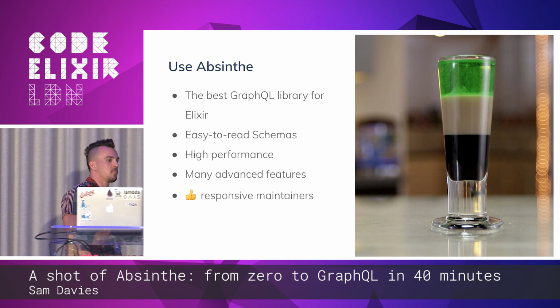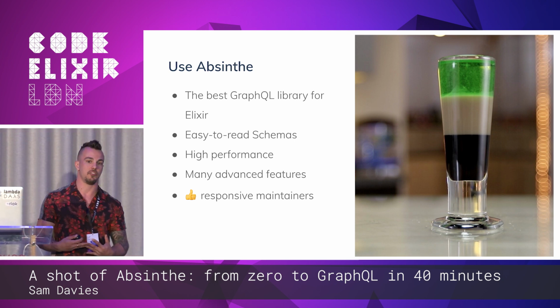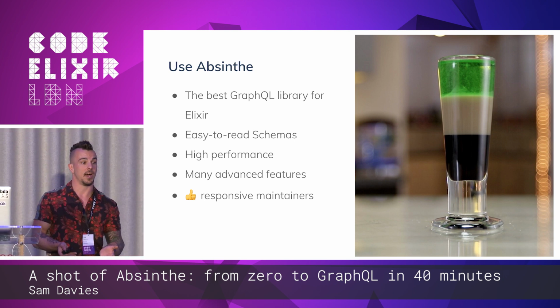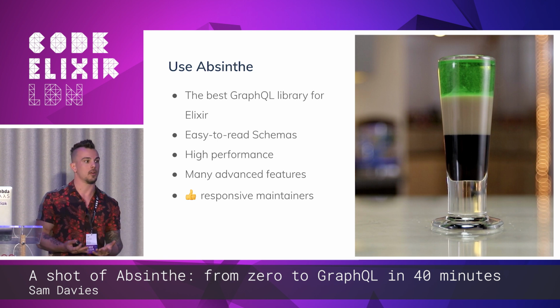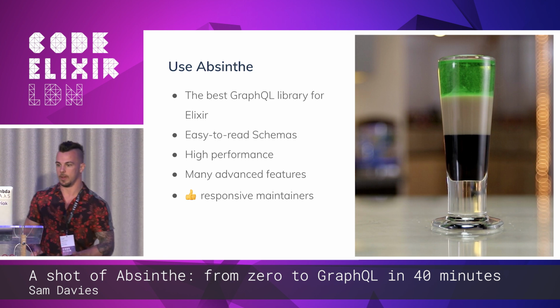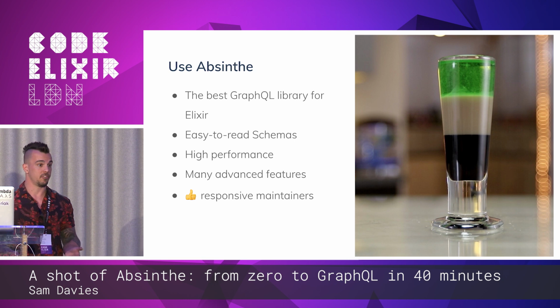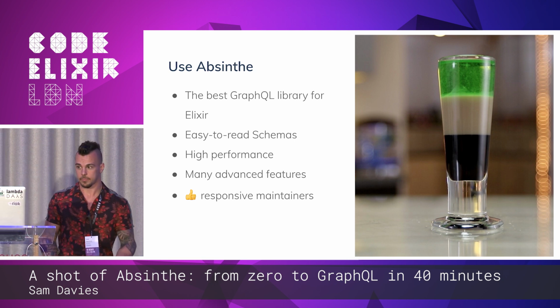It allows you to define your schemas. So instead of that GraphQL language we saw earlier, you define your schema as a DSL. So you write regular Elixir code to define your schema. So they're easy to read. It just looks like regular Elixir.